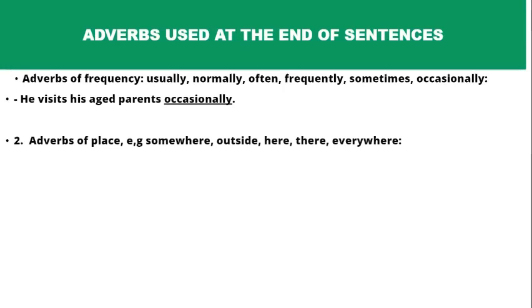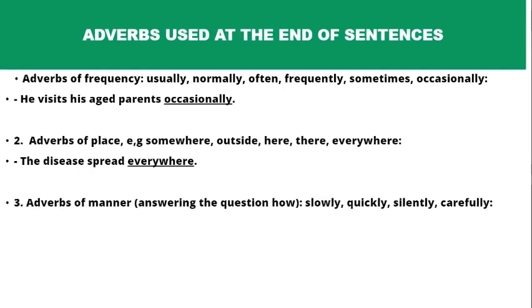Now, adverbs of place can also come at the end of sentences, and adverbs of place include somewhere, outside, here, there, everywhere. For example, the disease spread everywhere. You see, everywhere is the adverb coming here at the end of the sentence.